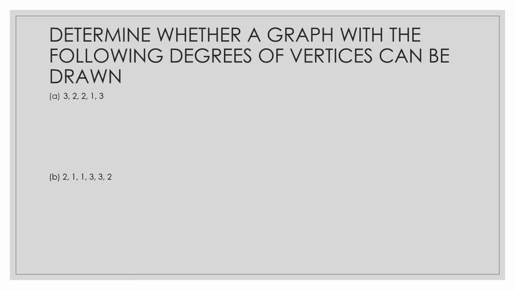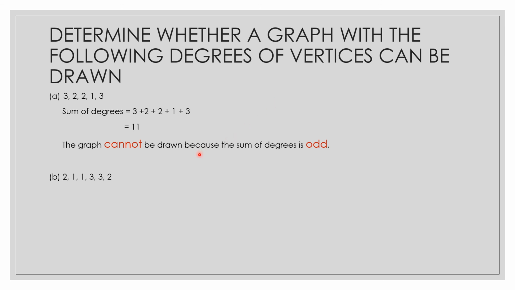Determine whether a graph with the following degrees of vertices can be drawn or not. This is the degree of the vertices. The first vertex has degree 3, the second vertex has degree 2, the third vertex has degree 2, the fourth vertex has degree 1, and the last vertex has degree 2. So you need to determine whether the graph with these degrees can be drawn or not. You add all the degrees and it is equal to 11. So the graph cannot be drawn because the sum of the degree is odd.